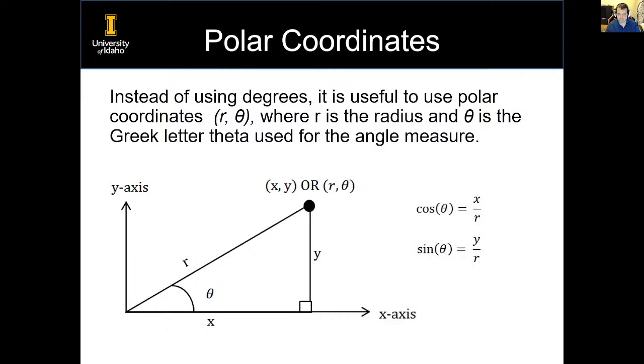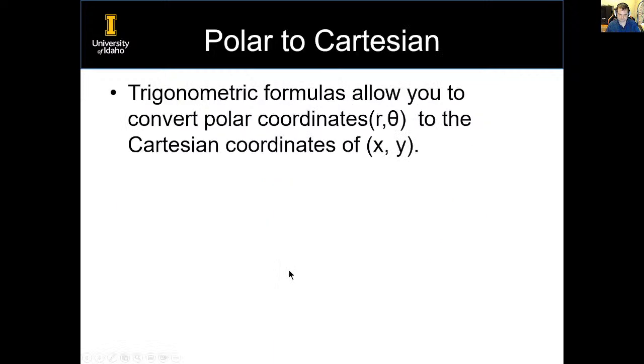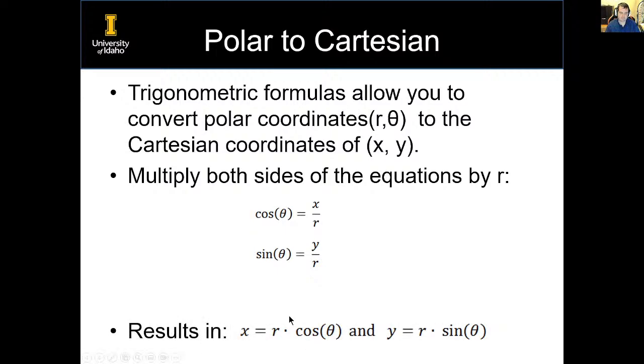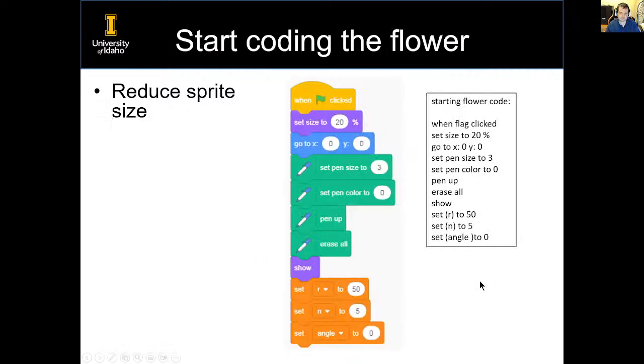And so the way that we can use this is the cosine of theta, so the cosine of the angle, is equal to the value of x divided by the radius. And we can actually convert from both sides, from polar to Cartesian and Cartesian to polar. But if we want to do this, we actually just get x is r, so the radius, times the cosine of theta. And y equals r times the sine of theta. So let's go ahead and start coding this a little bit. Let's switch over to Scratch.